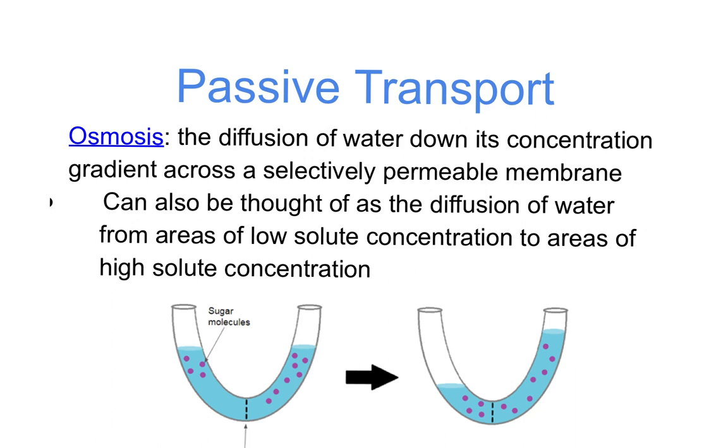So in my example here, it's more concentrated on the right-hand side than it is on the left-hand side. So the water molecule itself wants to move to dilute what's on that right-hand side. So we see the volume of water on the left-hand side decreasing and the volume of water on the right-hand side increasing as water moves across a selectively permeable membrane, selectively permeable to water. It moves to dilute.